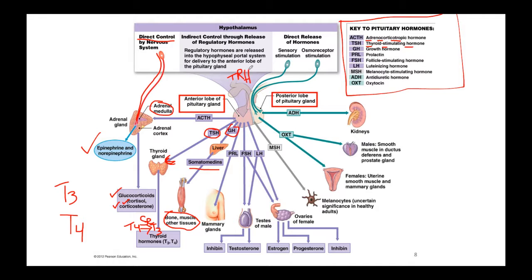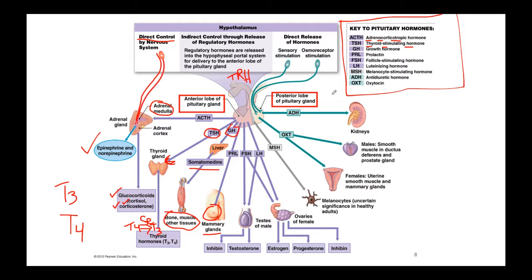Prolactin. So the hypothalamus will release prolactin releasing hormone. It goes to the pituitary. The pituitary releases prolactin, prolactation. It helps the mammary glands in producing milk.